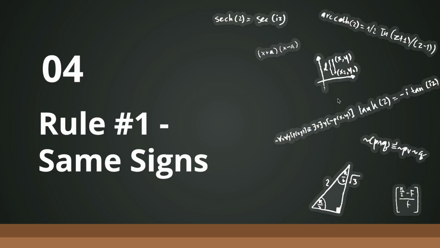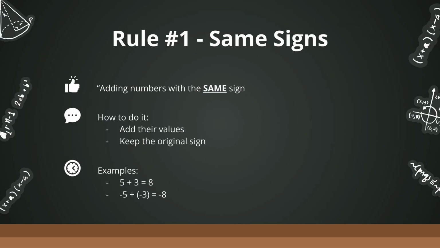Okay, now rule 1, same signs. When we're adding numbers with the same sign, just add their values and keep the sign. For example, 5 plus 3 equals 8. Both 5 and 3 are positive, so just add them up, which equals 8. And if you see the same signs, for example -5 and -3, you add them up, it's -8.